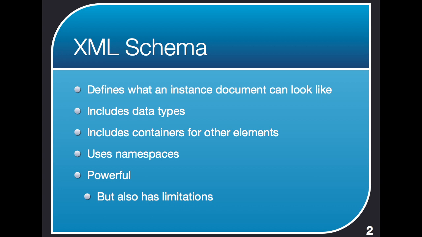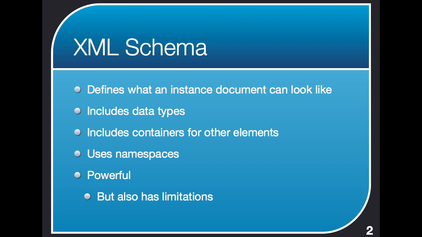XML schema defines what an instance document can look like. So that's the idea behind XML schema. It's a means of defining what the instance document needs to look like. And then if you can do that, then you can have meaningful data exchanges with people by first understanding the schema. XML schema includes the concept of data types, things like integers, things like strings, things like booleans. Those kind of data types are included.